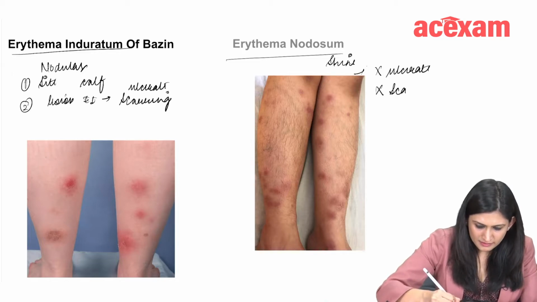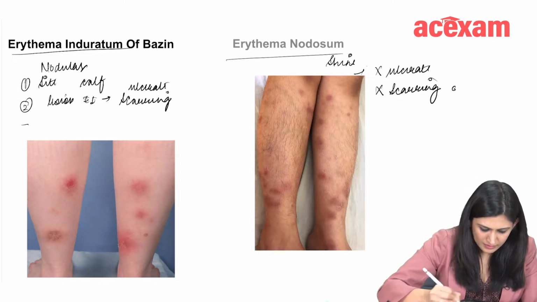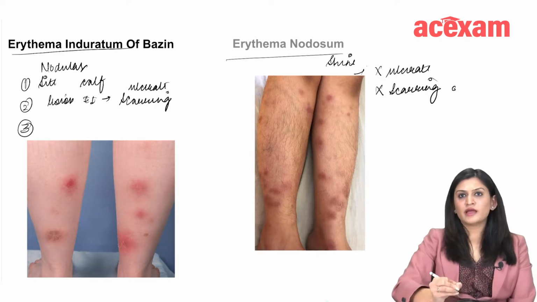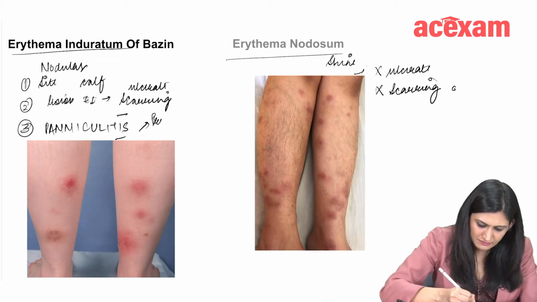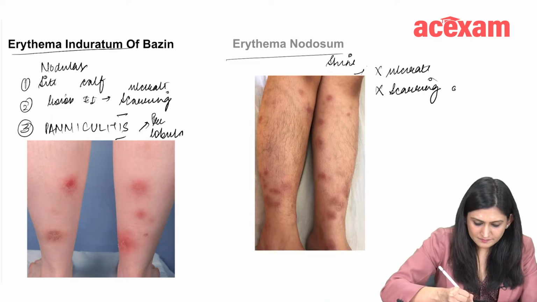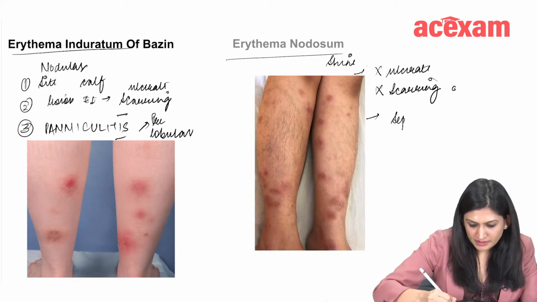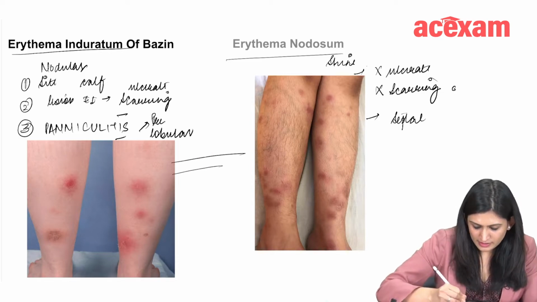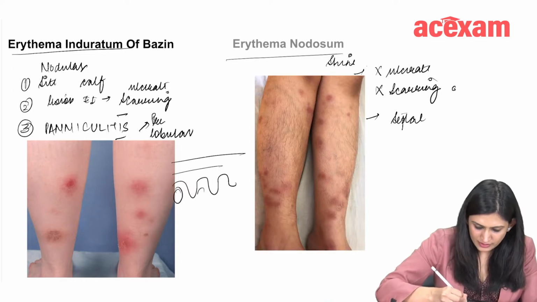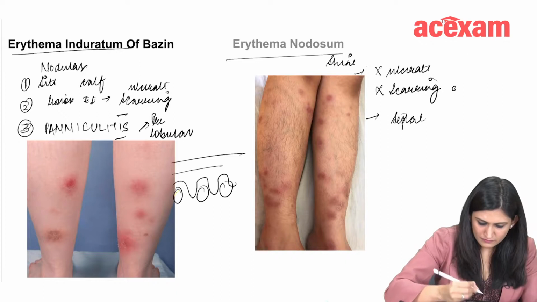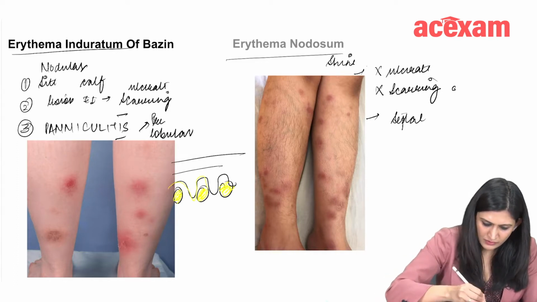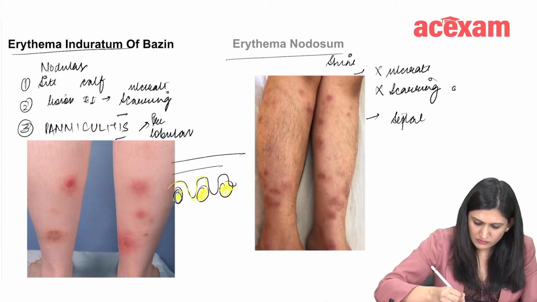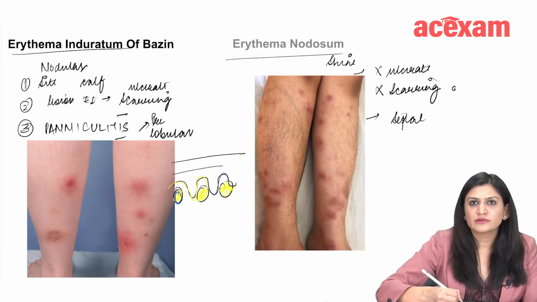and it never leaves scarring. Both these types, erythema induratum and erythema nodosum, are a type of panniculitis. But histopathologically, this one is predominantly a lobular panniculitis, whereas this one is predominantly a septal panniculitis. So you see, this is our skin, and this is the subcutaneous fat tissue. These are the lobules and these are the septa in between. If inflammation affects the lobules, then it's lobular panniculitis. If it affects the septae, it is known as septal panniculitis.